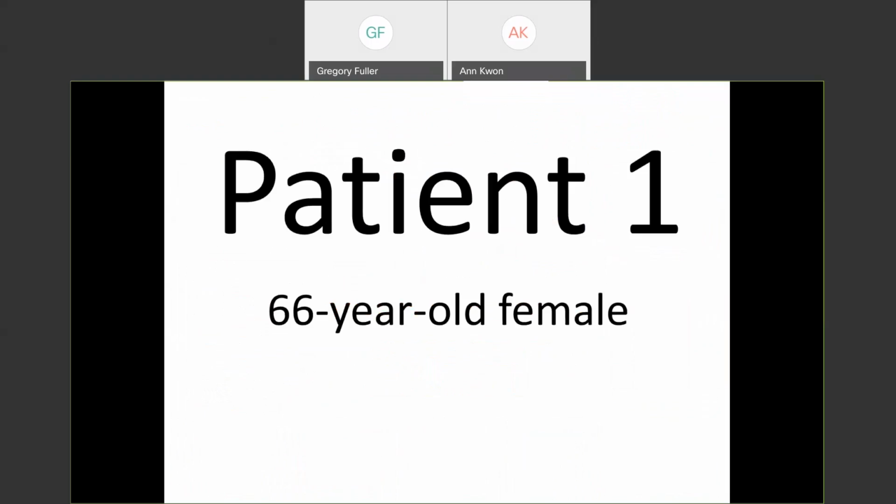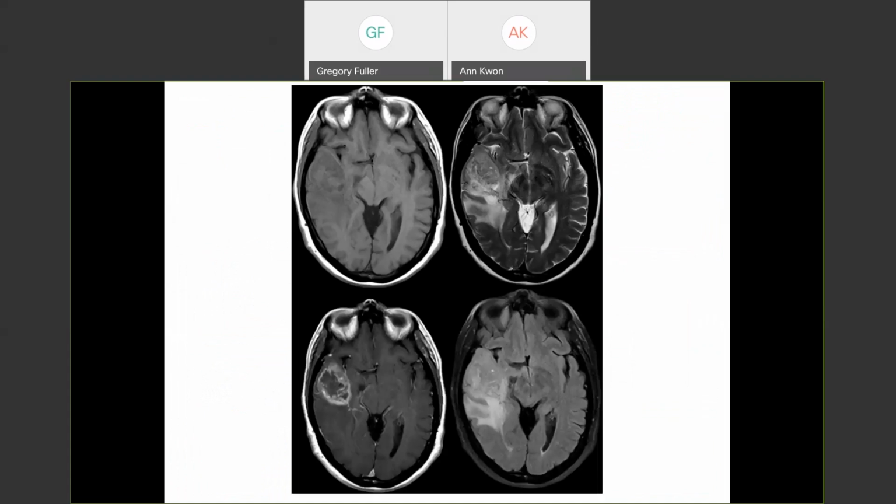All right, patient number 1. Hope everyone's warmed up. 66-year-old female. All right, here are the panels. Upper left, T1. Upper right, CSF T2. Lower left, T1 with contrast. You see the vessels. Lower right, T2 fluid-attenuated inversion recovery, FLAIR.